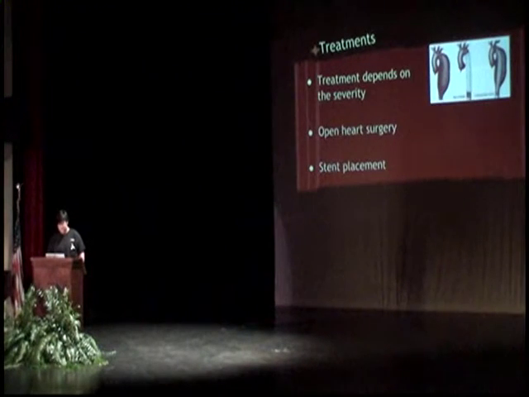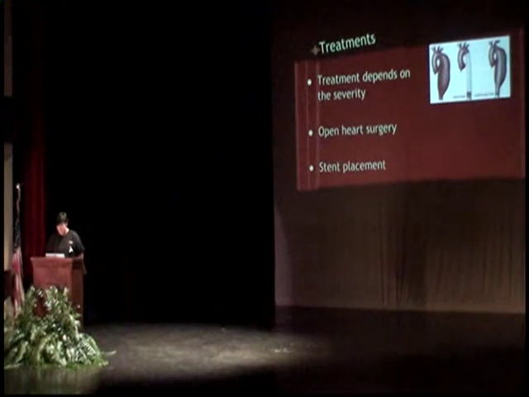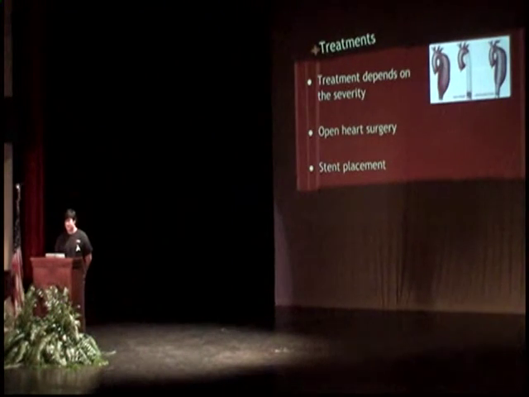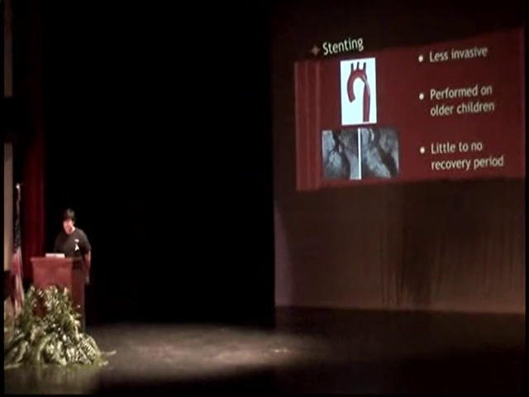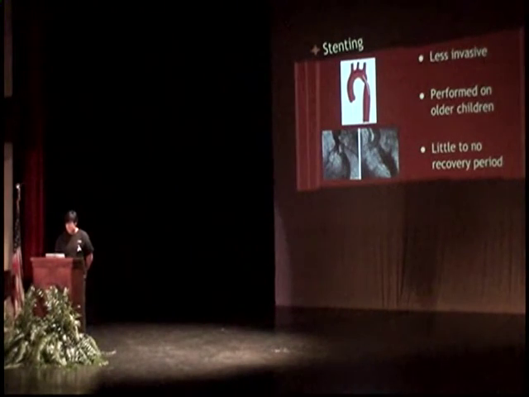Treating COA. Treatment depends on the severity of the blockage. There are two main treatments to COA, and they are open heart surgery and stent placement. Stenting is a less invasive technique, and can be used if the blockage can be opened from the inside out, and is usually performed on older children.